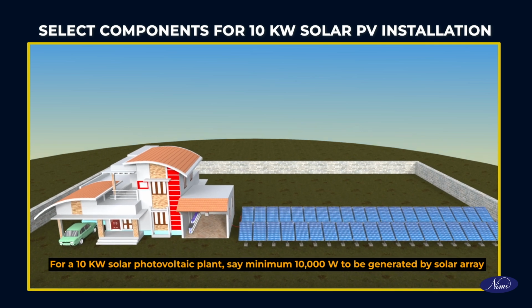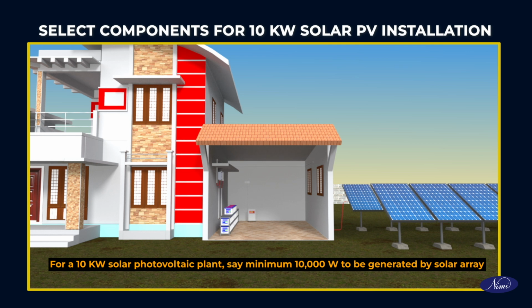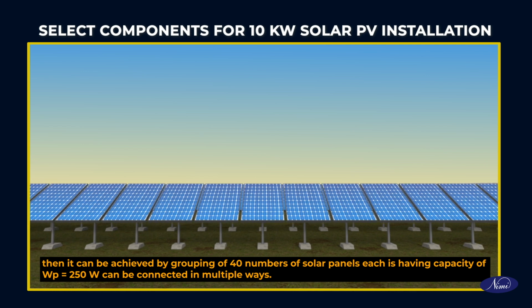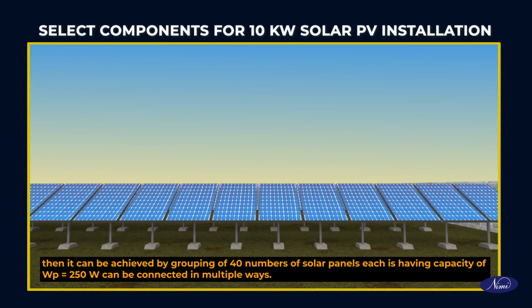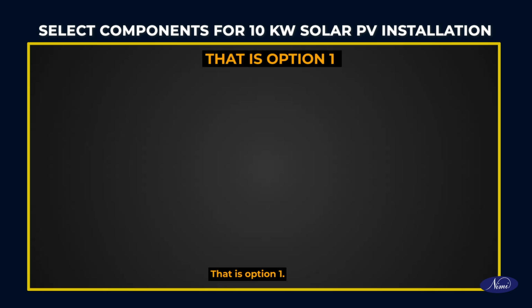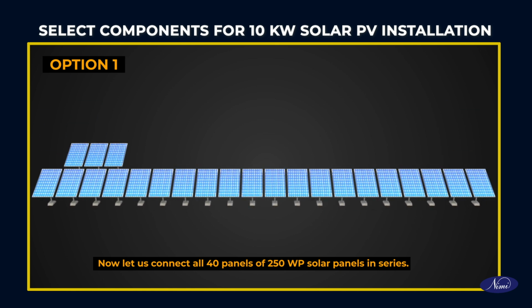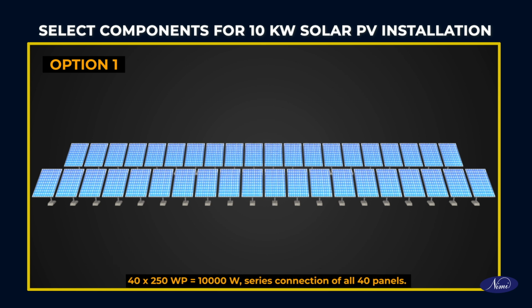For a 10 kilowatt solar photovoltaic plant, say a minimum of 10,000 watts is to be generated by the solar array. Then it can be achieved by grouping 40 solar panels, each having a capacity of watt peak equal to 250 watts, which can be connected in multiple ways. That is option 1. Now let us connect all 40 panels of 250 watt solar panels in series. 40 times 250 watts is equal to 10,000 watts.